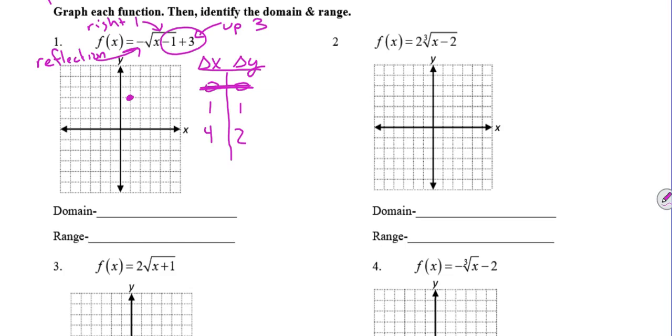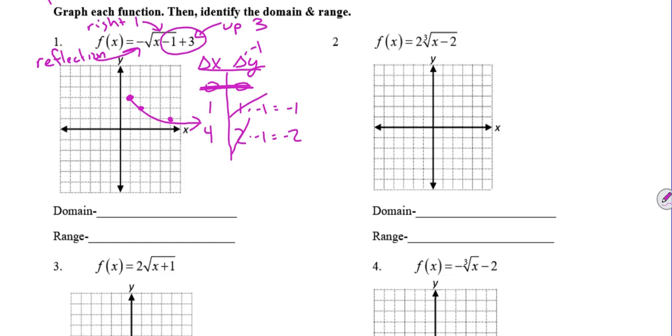Now, because it's reflected, that's a multiplier, so all of these are going to be multiplied by negative 1. So that'll give me negative 1 and negative 2. So my change in x is right 1, down 1. From my starting point, I'll move right 1, down 1, and then I'll move right 4, 1, 2, 3, 4, down 2. And there is my function, graphed.